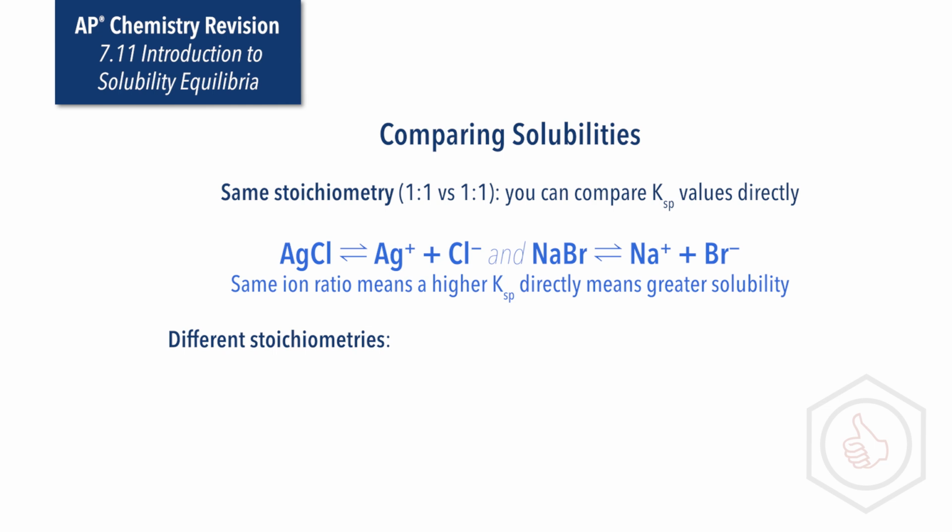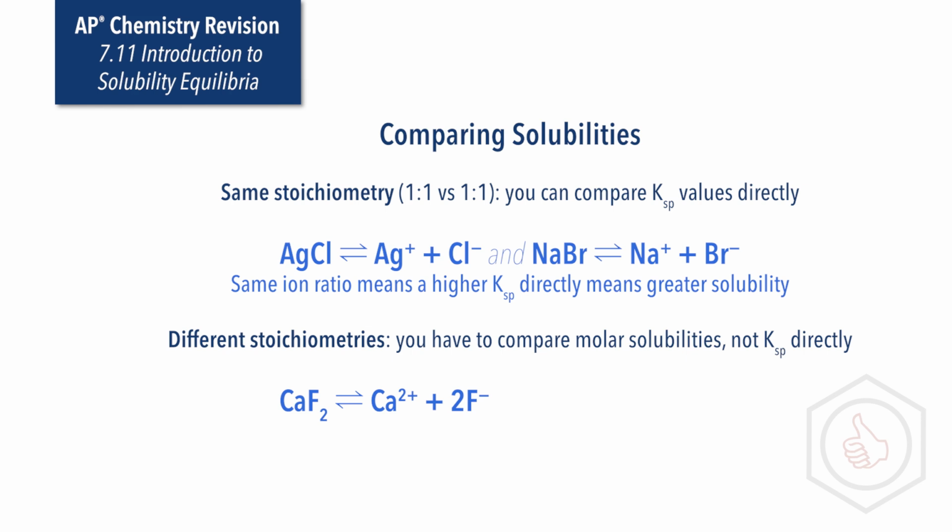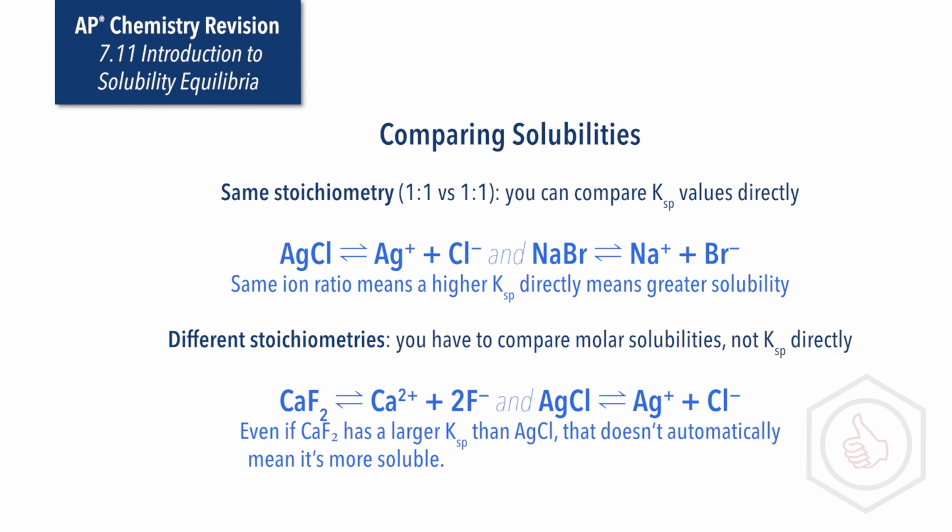However, if the stoichiometries of two salts are different, we can't use KSP values directly to compare their solubility. Instead, we have to compare their molar solubilities. For example, for calcium fluoride CaF2 and AgCl, because the salts contain different ratios of ions, 1-to-2 in CaF2 and 1-to-1 in AgCl, the fact that CaF2 has a larger KSP value than AgCl doesn't automatically mean it's more soluble, because we haven't accounted for the fact that there are actually more ions present when 1 mole of CaF2 dissolves compared to 1 mole of AgCl. As a result, we have to calculate their molar solubilities, so the number of moles of the salt that dissolves per litre of water, before we can compare the salts' solubilities directly.